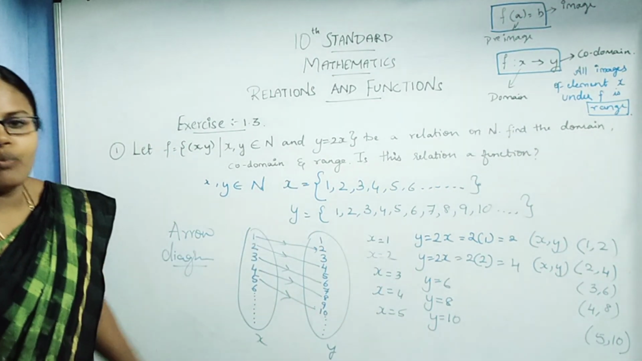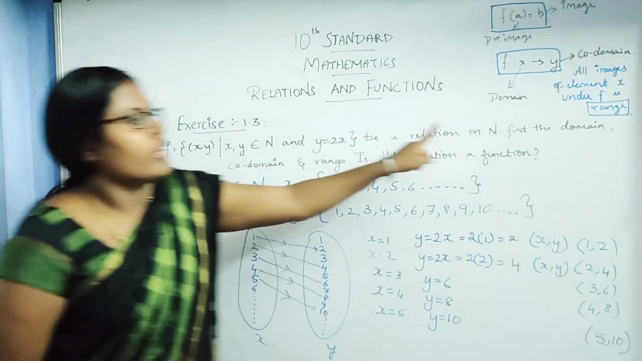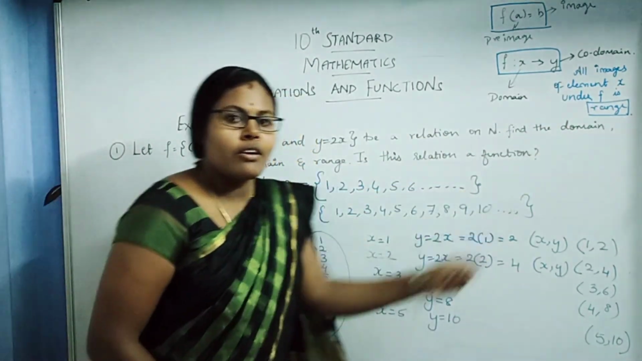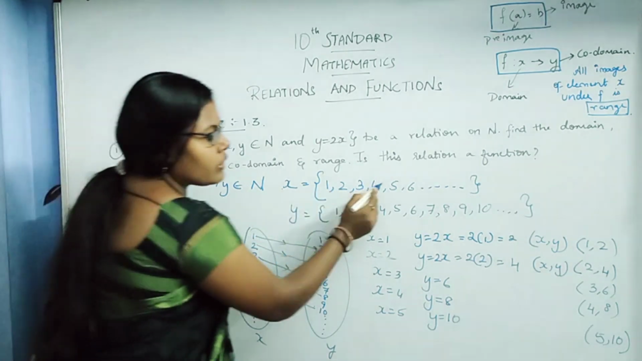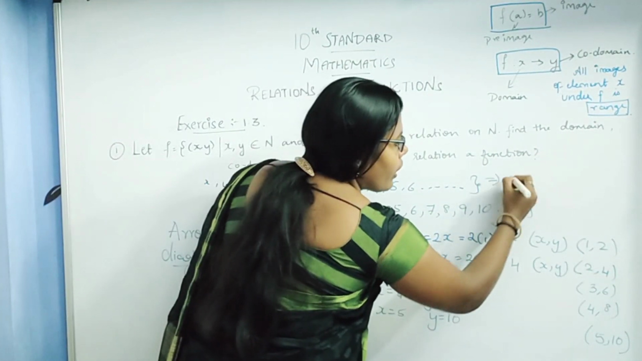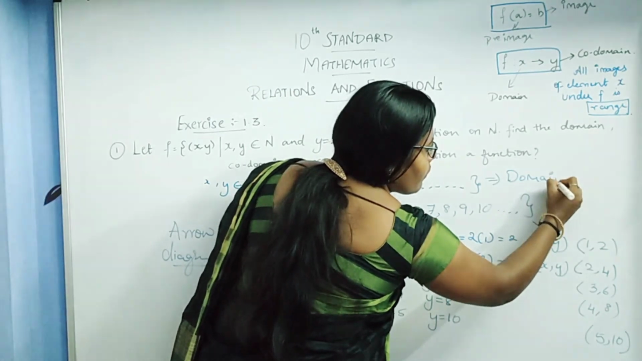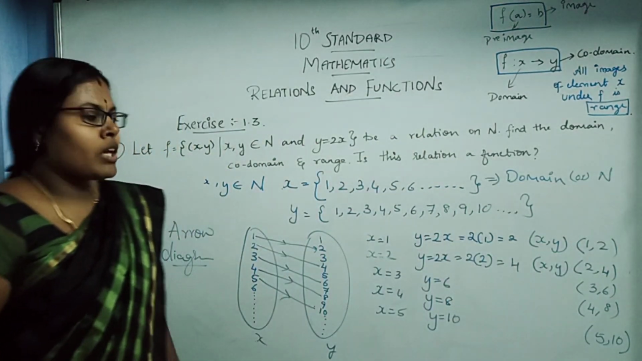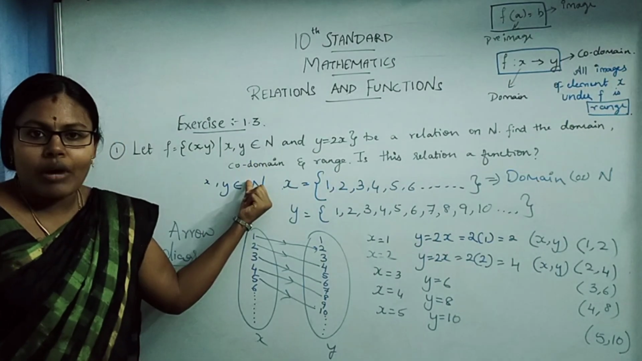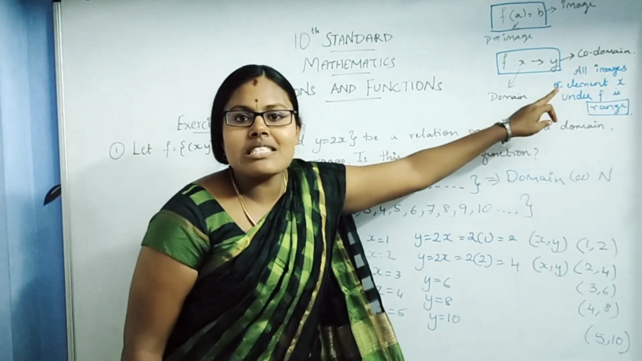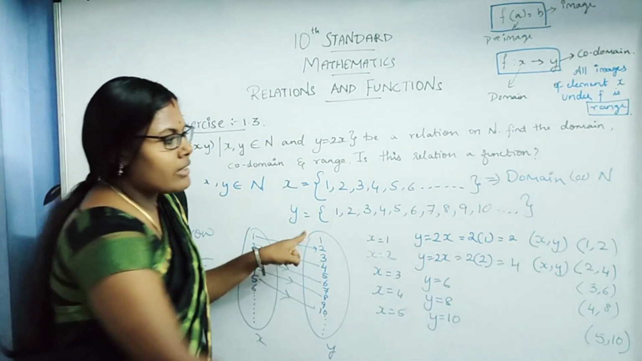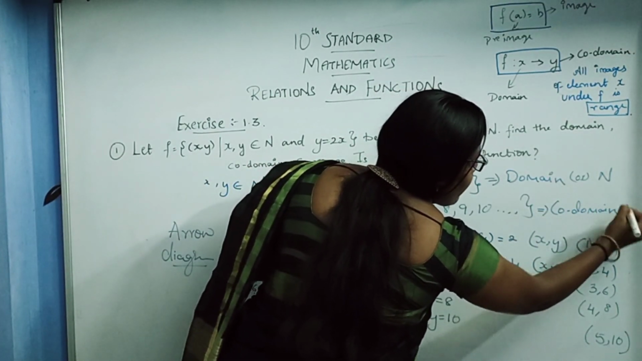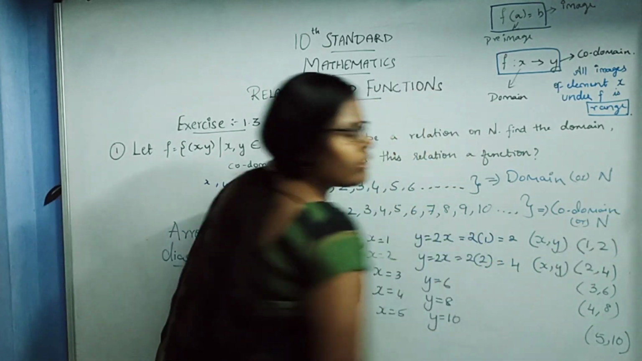Okay. So now, what's our question? Find domain. So what I said, whatever the elements you have in x is called domain. So what is domain here? X. So 1, 2, 3, 4, 5, 6, whatever you have here. So this is called domain. Okay? Or you can write this as natural numbers. Okay? So next, they asked, what is codomain? So codomain means, as I said, all the elements in y. So whatever the elements you have in y, this is called what? Codomain.